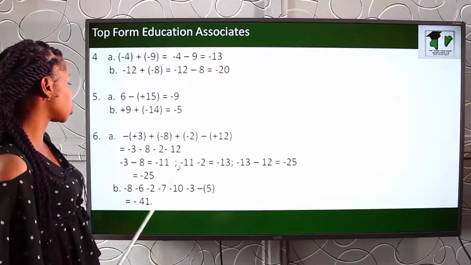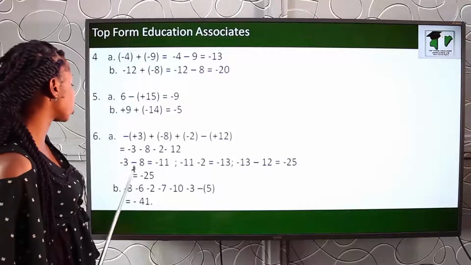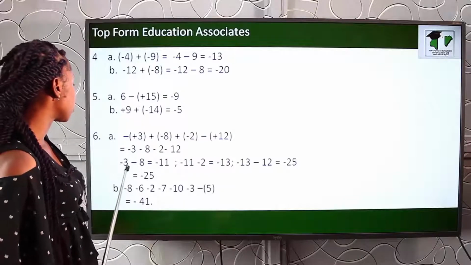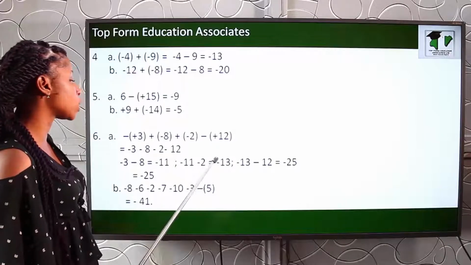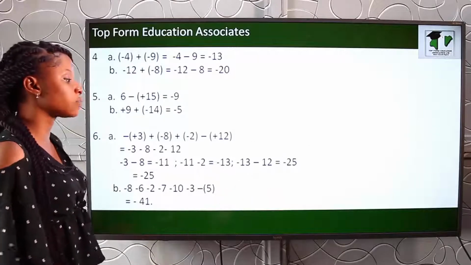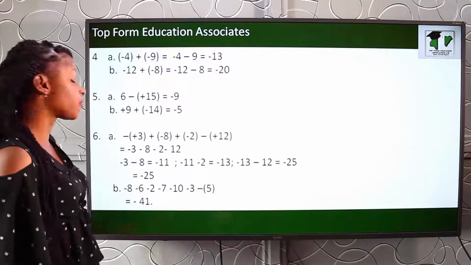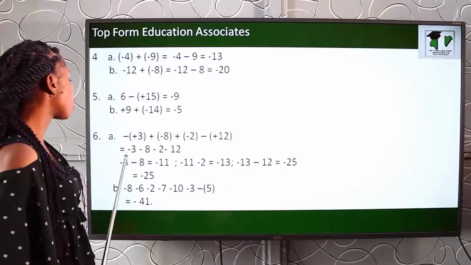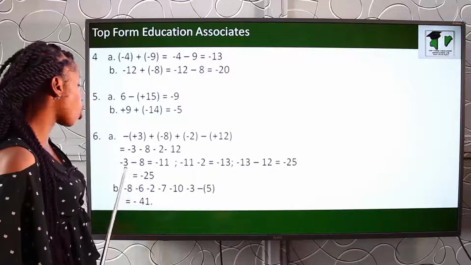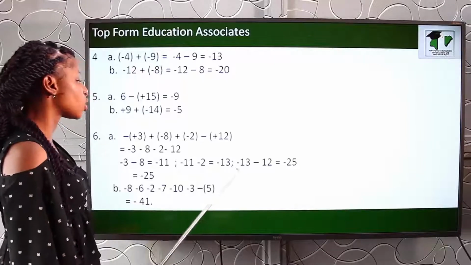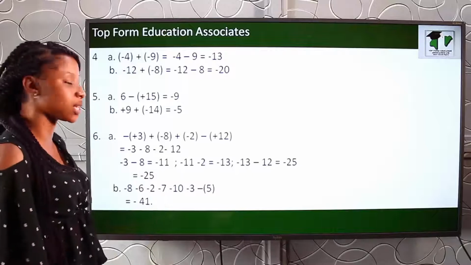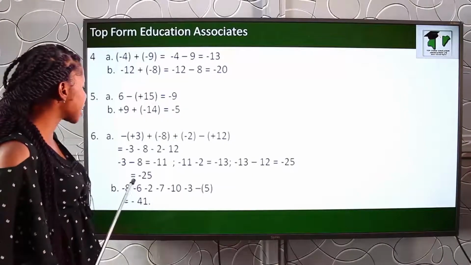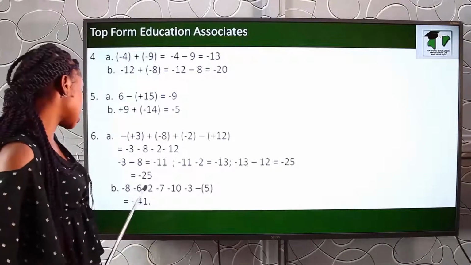So when we take the sum of everything, we subtract: minus 3, minus 8, we get minus 11, and minus 11, minus 2, we have minus 13, minus 13, minus 12, we have minus 25. Remember, we said when we have a set of negative numbers, instead of going through all this rigorous process of subtraction and addition, just add all the numbers together and place the minus sign in front of it. So our answer here is minus 25.